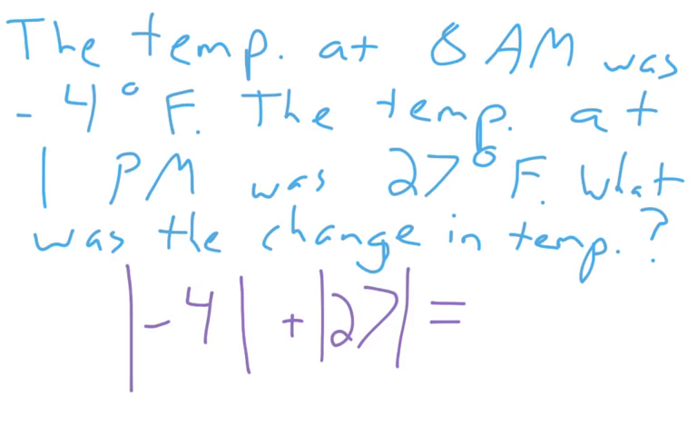So here's another example. They love things like this with temperature as well. The temperature at 8 a.m. was negative 4 degrees. The temperature at 1 p.m. was 27 degrees. What was the change in temperature? So we would take the absolute value of 4 and we would add it to 27. So really we're adding positive 4 plus 27, which is 31. So what was the temperature change? It went up 31 degrees. So again, a lot of times with temperature change, with elevation change, we end up using absolute value for those kind of problems too.